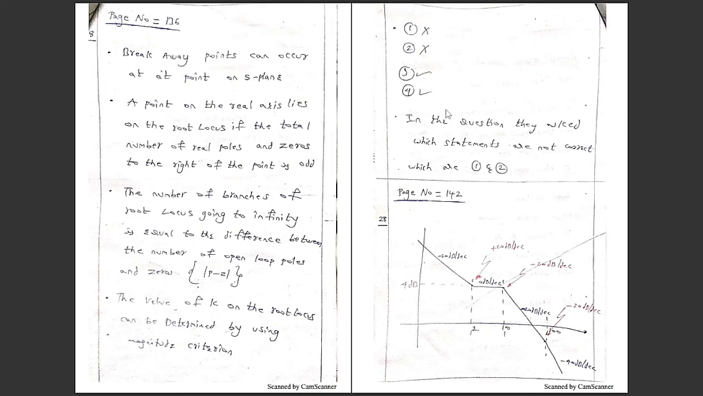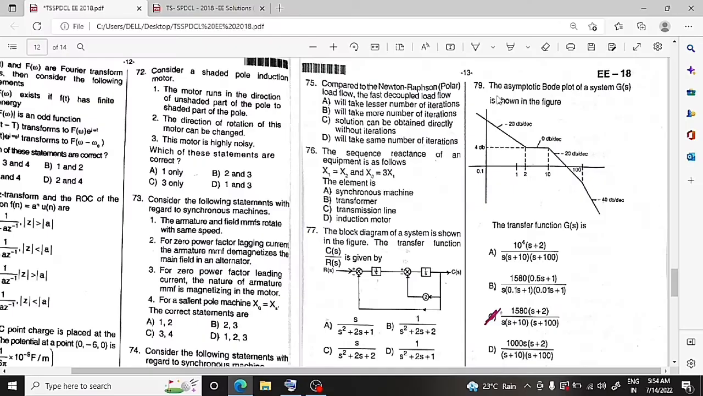So finally, in the question, statement 1 is wrong, statement 2 is wrong, and statements 3 and 4 are correct. The question asks which statements are not correct, so 1 and 2 are the wrong statements. So now we are going to solve this question. See the question here.